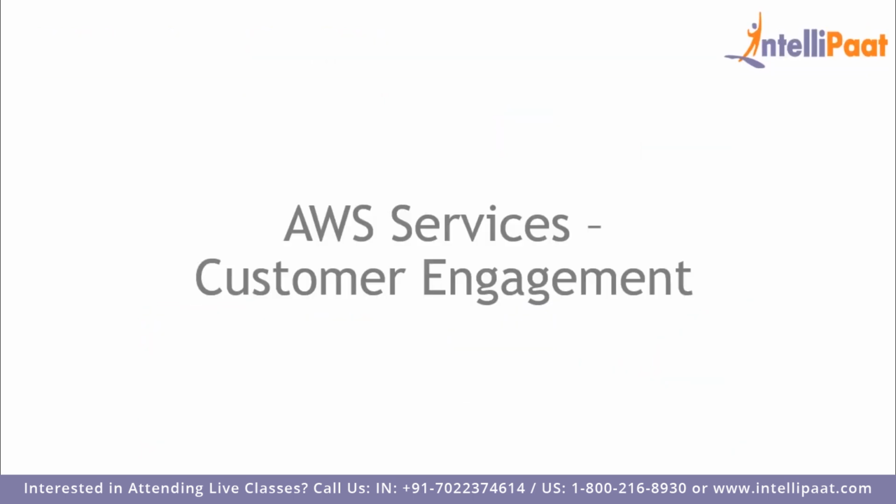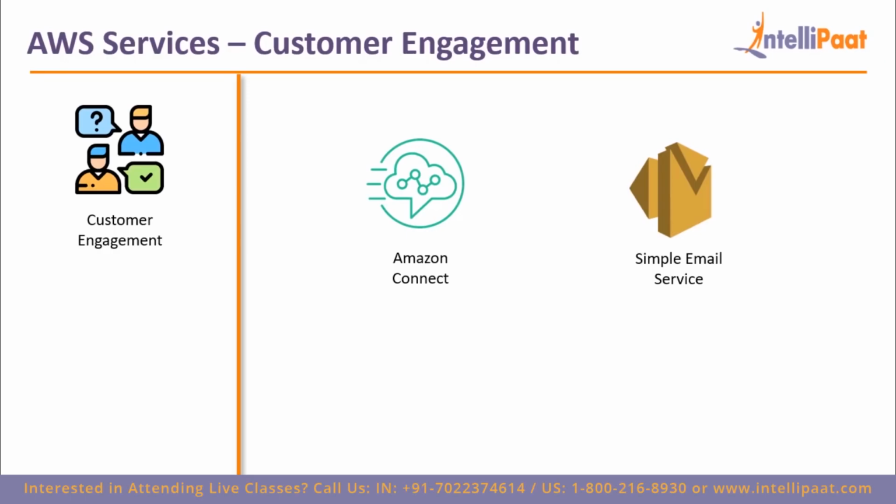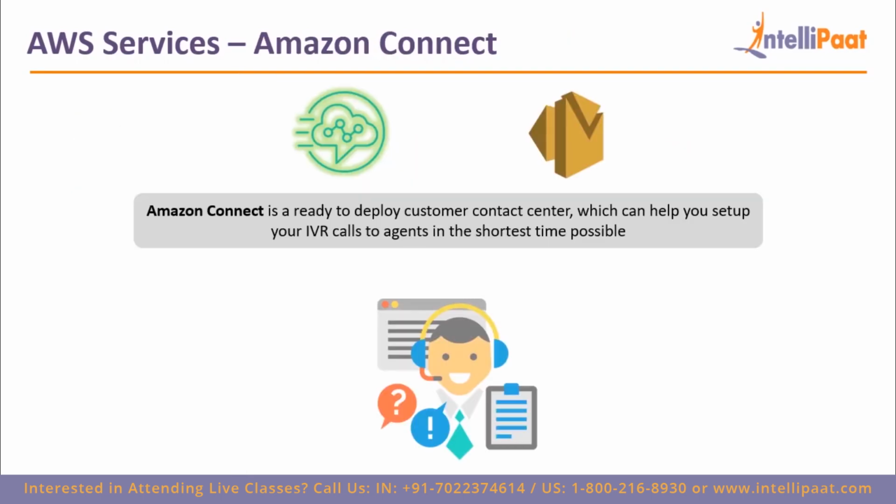Okay, moving forward, guys, our next domain is the customer engagement domain. In this domain, we have the following services. The first service is Amazon Connect, and then we have Simple Email Service. So let's look at what these two services do, so that we can see why they are so helpful in the AWS community. The first service being Amazon Connect, guys. Amazon Connect is nothing but a full-blown customer contact center for your company.